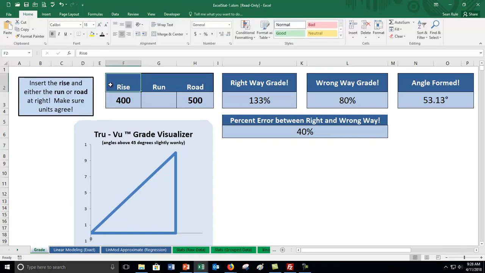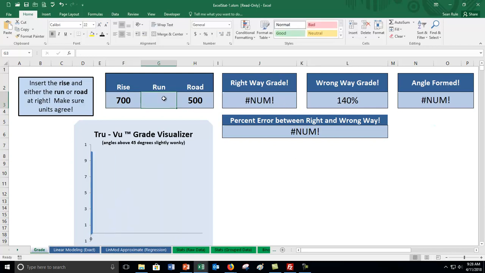So let's just redo what we just did for my commute. The rise on my commute was 700 feet. I'm not going to put feet in. Excel doesn't like anything other than numbers in for calculations. And it's not going to matter anyway as long as our units are the same. Now I'm going to leave the run blank because the run, remember, we didn't know. We knew that the road was 32,200 feet. And I'm going to press enter.